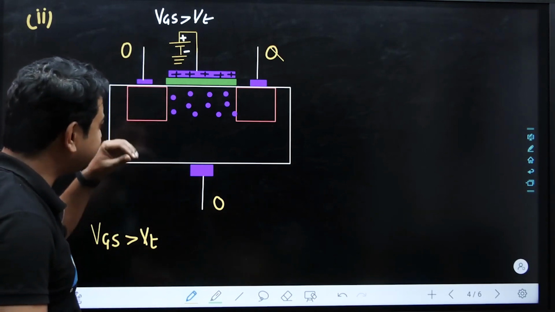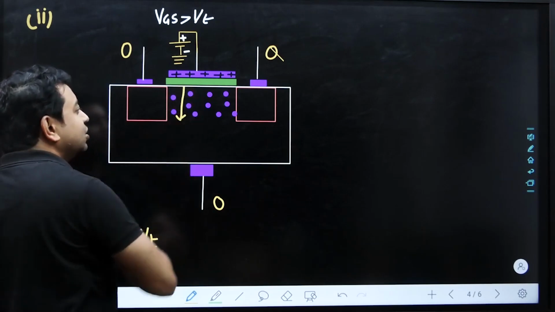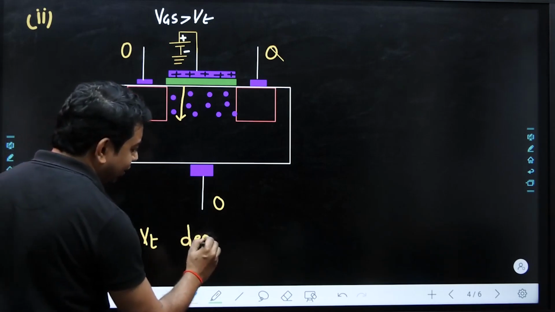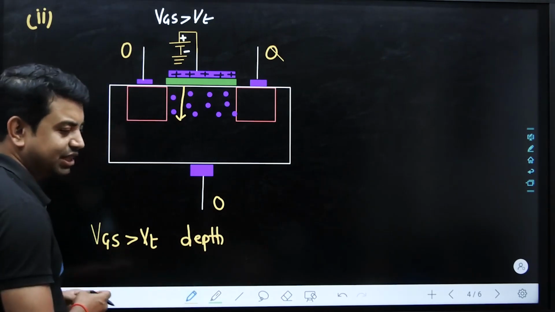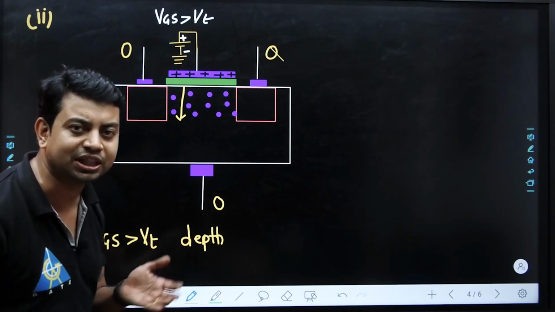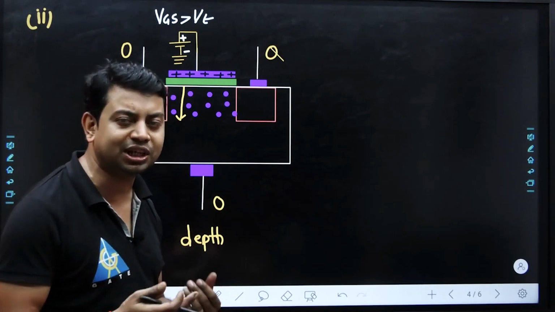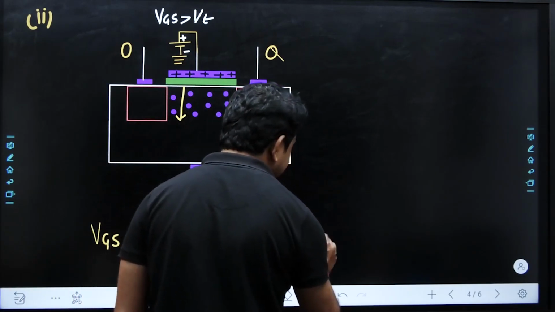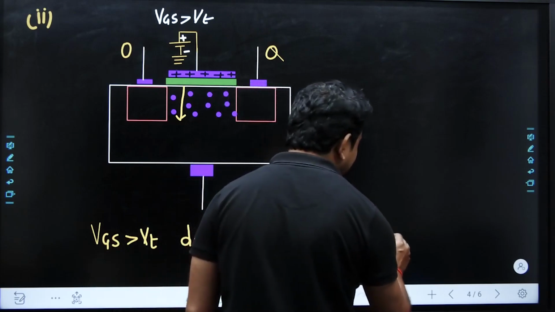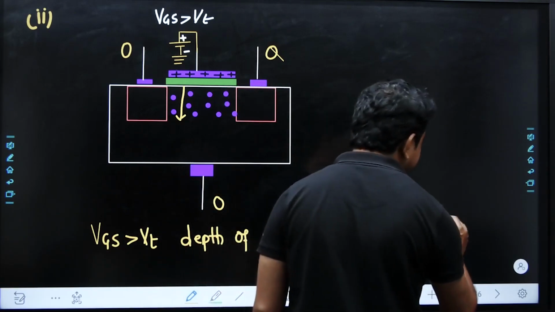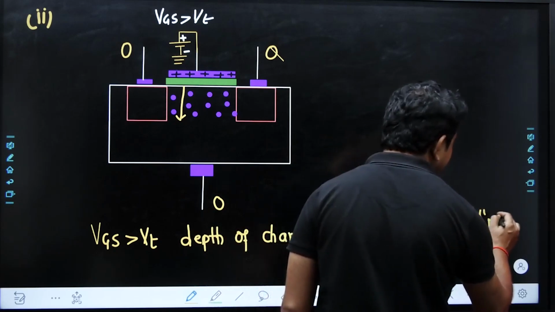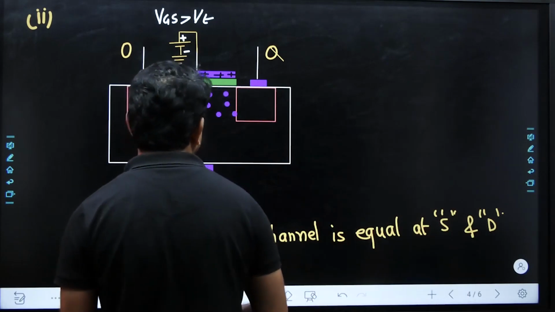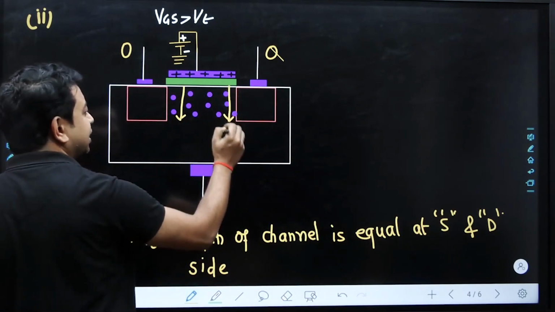threshold voltage, the depth of the channel, this is known as the depth of the channel. So I want to write here the depth of channel, because in 2 dimensions we are analyzing this condition. What is the surface density? Surface density can be analyzed by using the depth of the channel. So I mean to say that the depth of channel is equal at source and drain sides. So it means only the depth of the channel. So this is the depth of the channel, it is equal on source and drain side both.